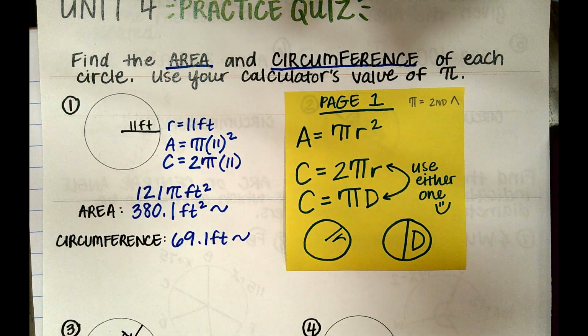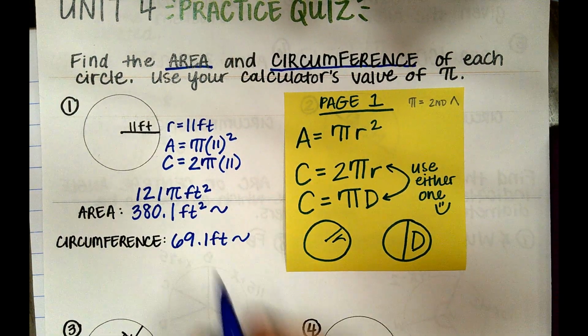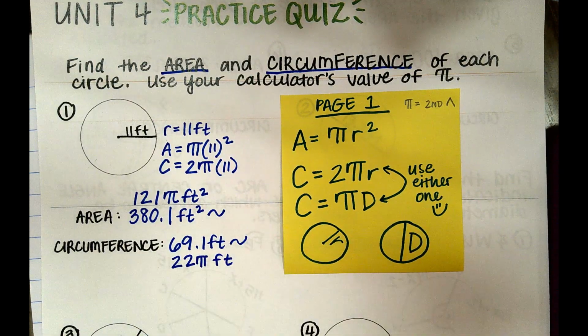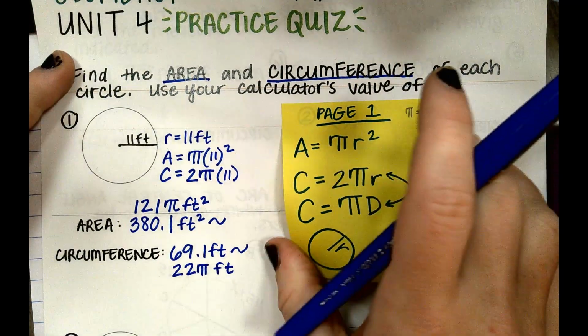So for example, with the area, all I did is I took the area formula and I typed in everything except pi. So I typed in 11 squared. So for circumference, if I typed everything except pi, what would I get? What'd you say? 22. And then instead of typing pi, you write it. So my circumference would be 22 pi feet. So if you do it that way, sometimes the exact can actually go a little quicker if you know how to do it, because then you don't have to type pi in. All right, that's number one.